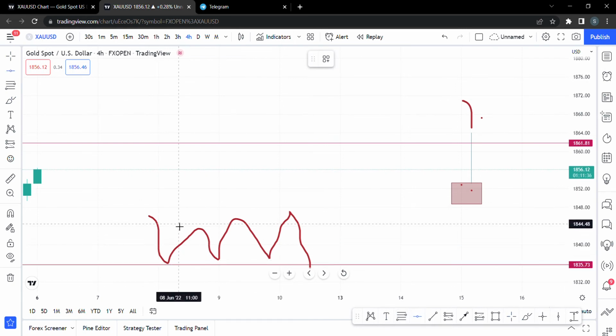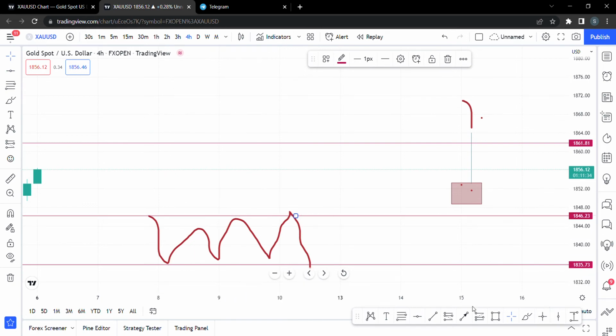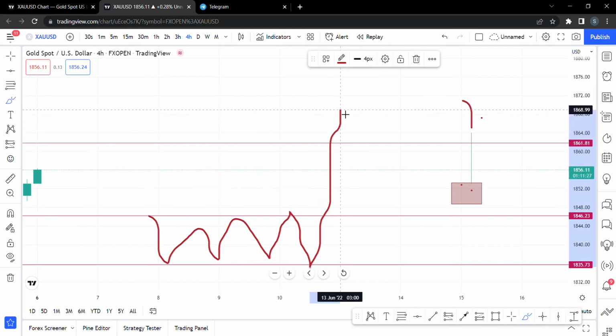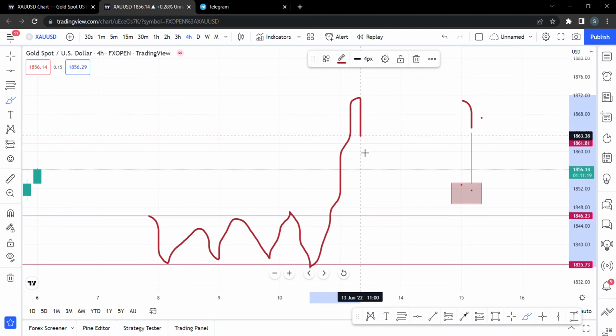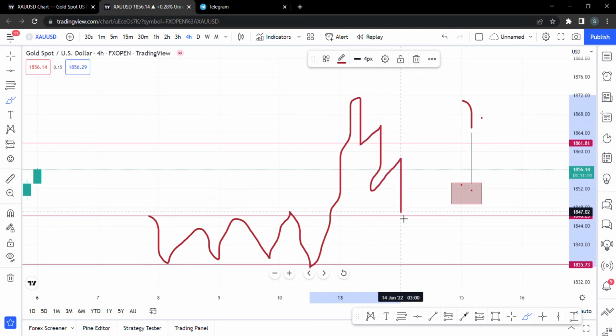There's a support. This is your resistance. Price breaks through the resistance, right? Comes back to retest. But what do you need to see? You need to see three pushes. One push, two push, three push, and then on the lower time frame you need to see your W formation.